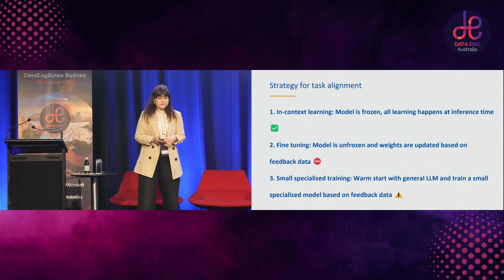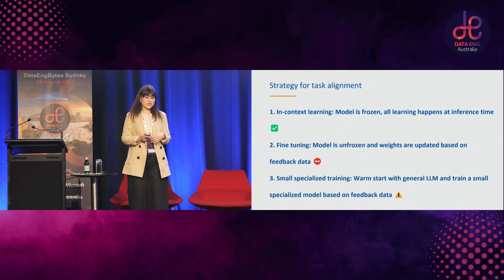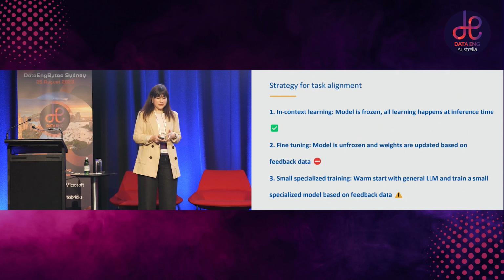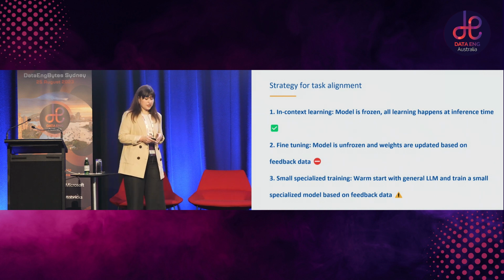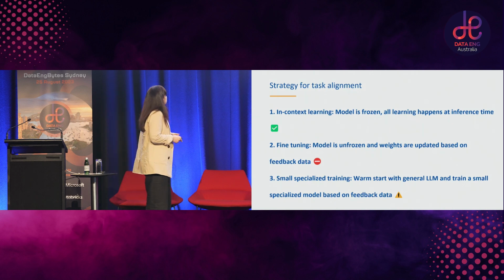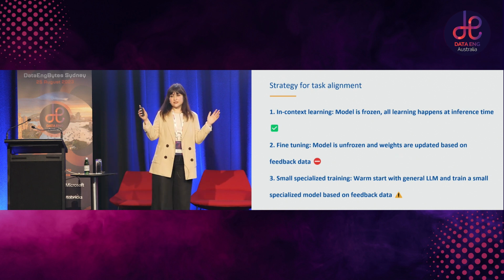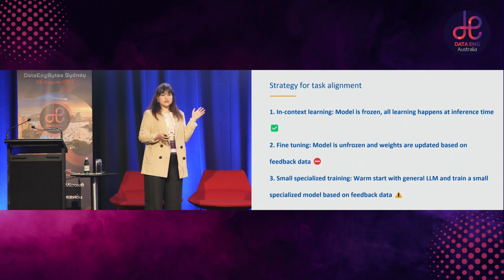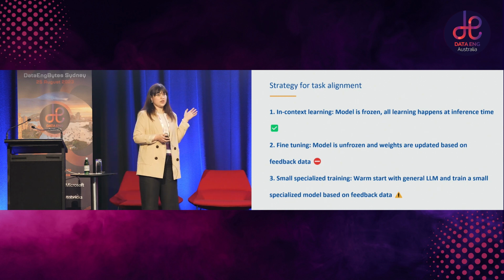Okay, so basically there are three ways if you want to perform task alignment for your application. The first one is in-context learning. Basically what it means is that the model is frozen and all that learning happens at the inference time. Basically the context window that you have, that's all you use to give more directed instruction to the LLM. And that is the number one approach for task alignment.